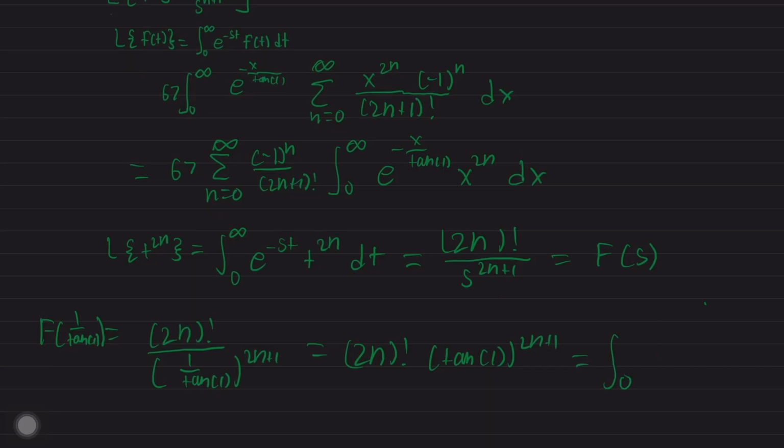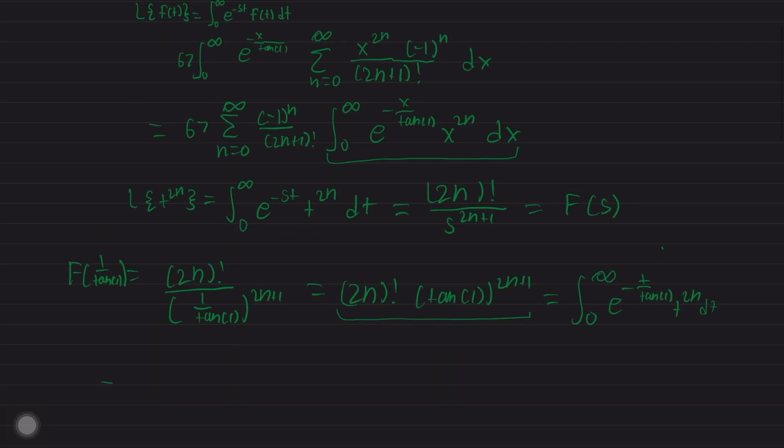And this is the integral from 0 to infinity of e to the negative t over tangent of 1, t to the 2n dt. The only difference here is we use t and in here we used x. So we know now that this integral right here is equal to this value right here. So let's plug that in now. You'll have 67, the sum from n equals 0 to infinity, negative 1 to the nth, over 2n plus 1 factorial times 2n factorial times tangent of 1 to 2n plus 1.